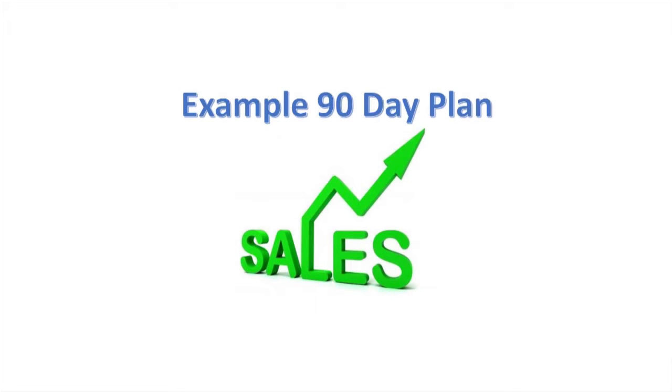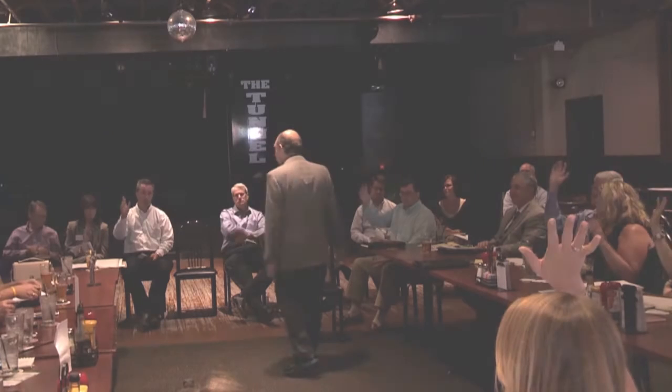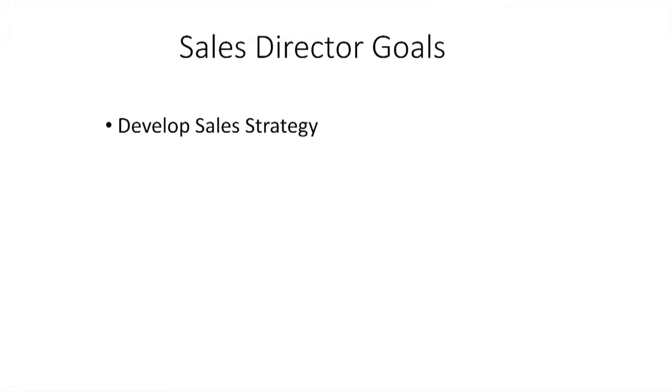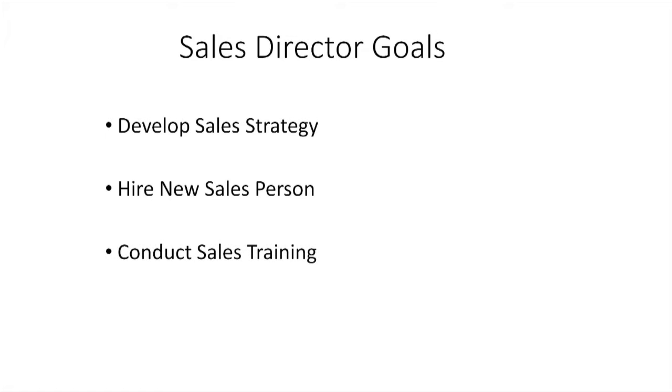So let me give you an example of a 90-day plan for a salesperson. I'll show you the before and after. Okay? How many people in this room have someone working for them or you're in sales? Probably everybody, right? Okay. So you sit down as a sales director or an owner of a company and you say, we want to develop a sales strategy, I want to hire a new salesperson, and I want to conduct sales training. Great. What do you do?